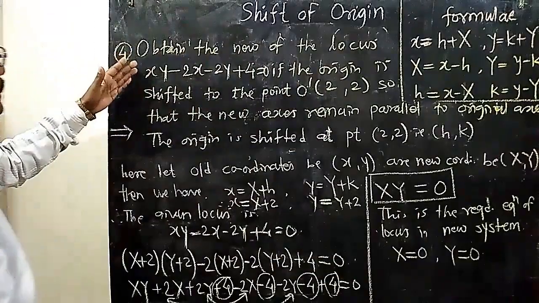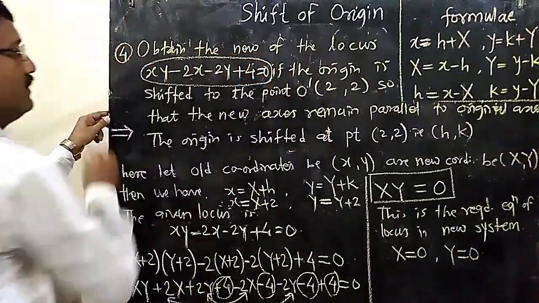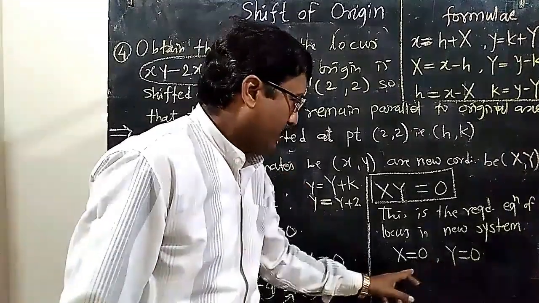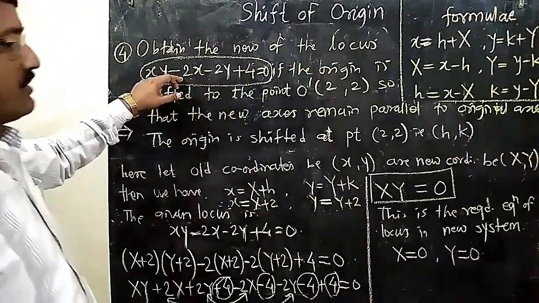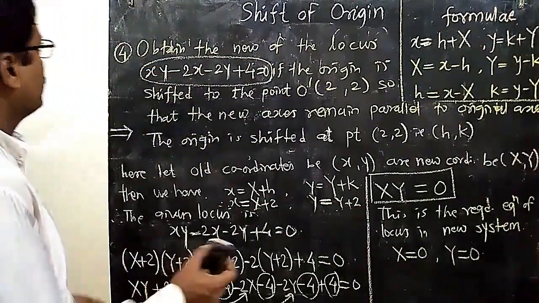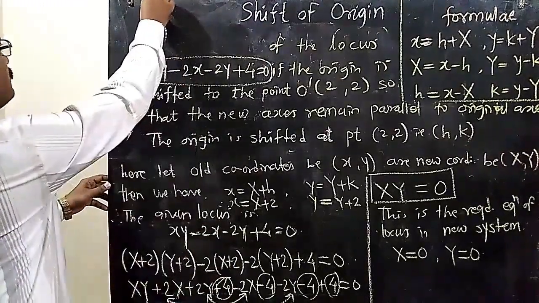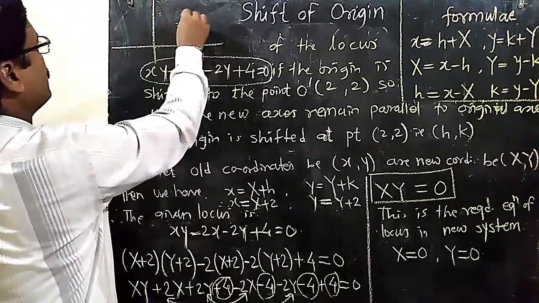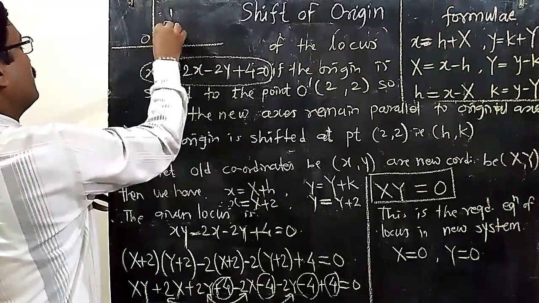But if you think about old system, then what is this? This is also the combined equation of two axes. Axes are nothing but lines. So this is also the equation of two lines in old system. Let us see the figure of this. If you consider that origin is shifted to 2, 2. Here is point 2, 2. Here is O. This is O dash.